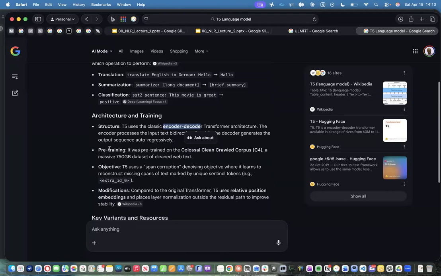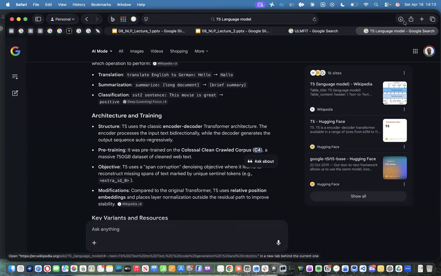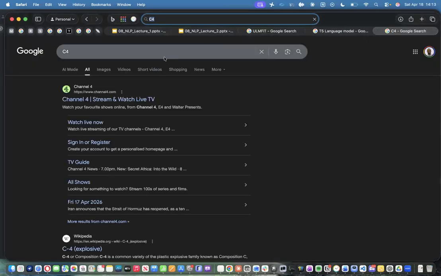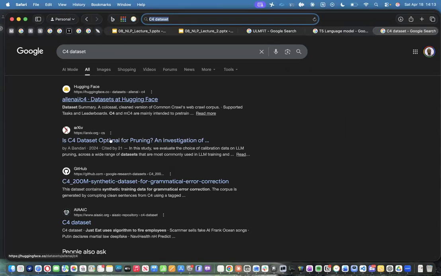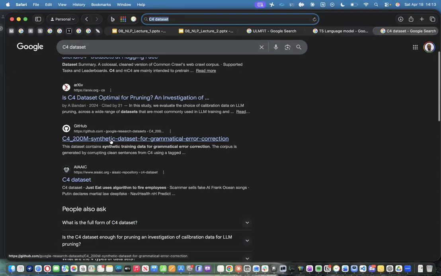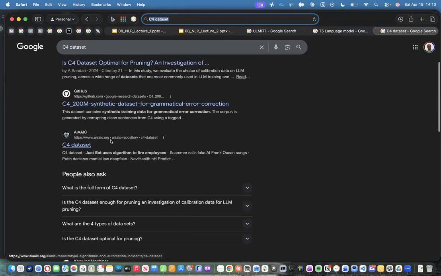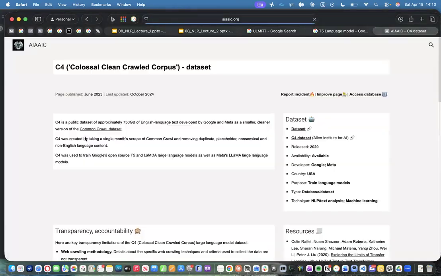And then there is pre-training. Pre-training is basically training your language model on a huge amount of data. This is what we already discussed. T5 was pre-trained on the Colossal Clean Crawled Corpus, C4. So what is C4? C4 is a very massive dataset on the web. Let's look at the C4 dataset.